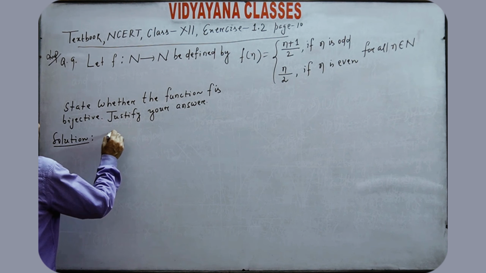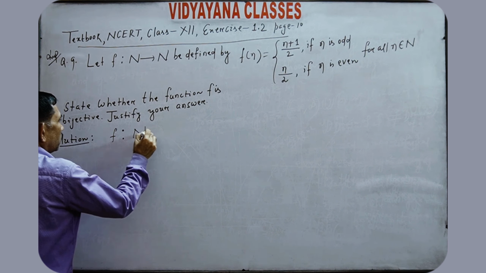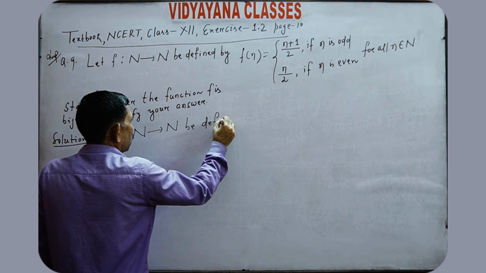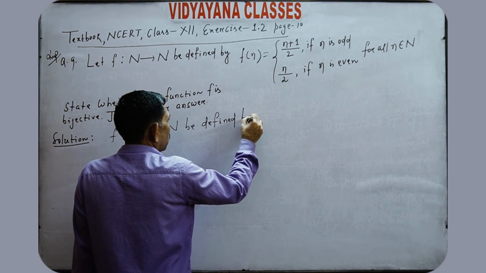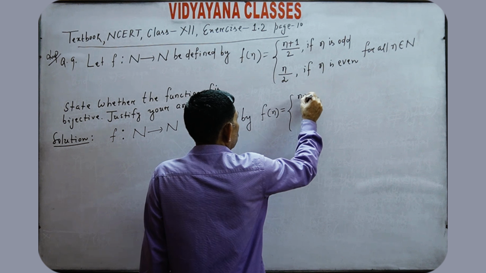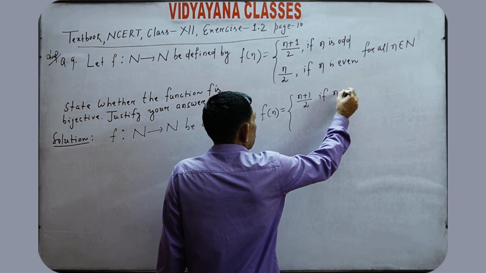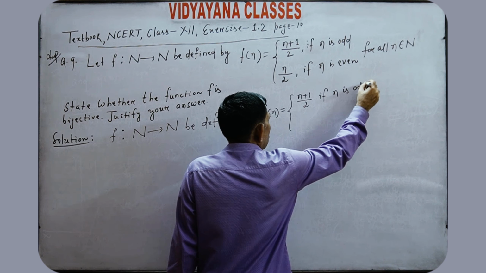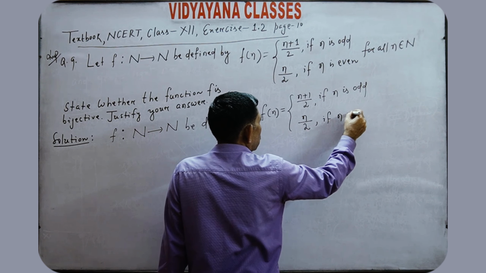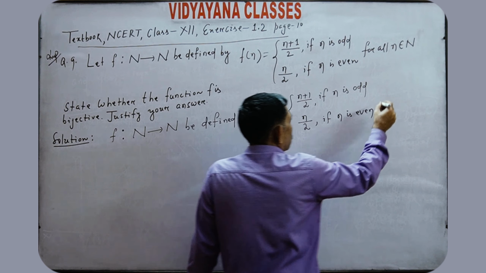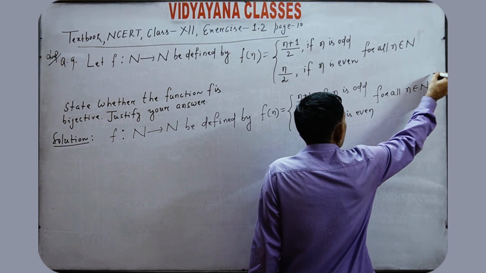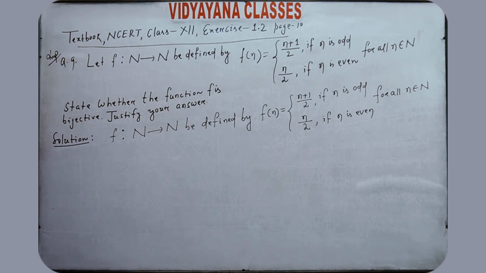Solution: f from N to N be defined by f(n) is equal to (n plus 1) by 2 if n is odd, n by 2 if n is even, for all n belonging to capital N. f from N to N be defined by this.